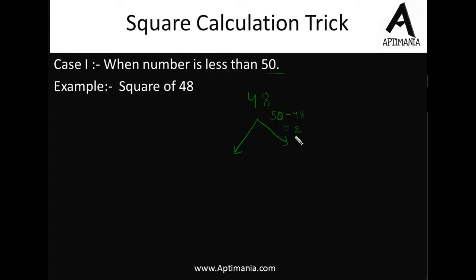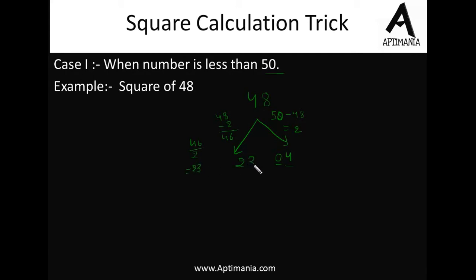Again, we'll do the same thing. We'll make a square of this number. 2 square is 4. And again, we need to write 2 digits over here. So, we'll write 04. Now, 48 minus 2 is 46. Right? Earlier, what we used to do is, we used to write this number as it is over here. But now, since we are taking 50 as base, we need to just divide this number by 2. 46 divided by 2 is 23.